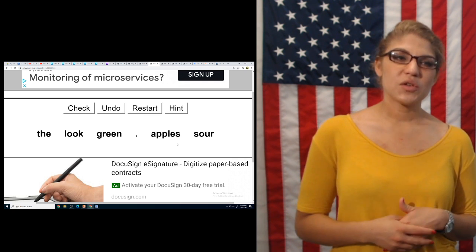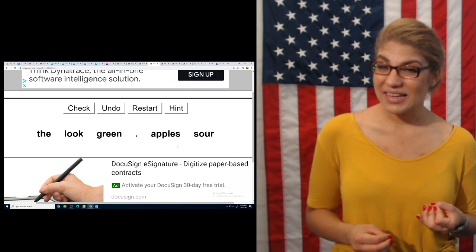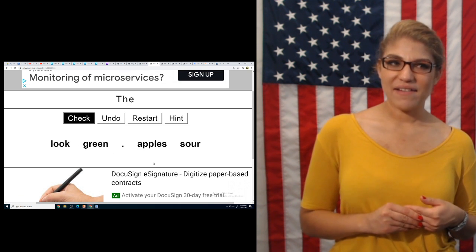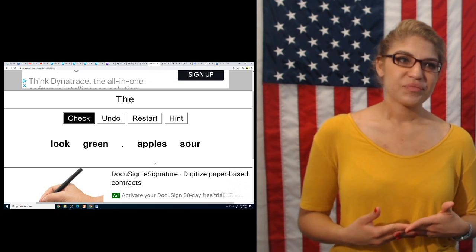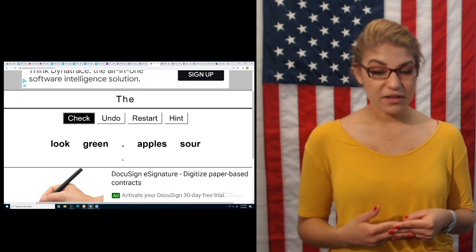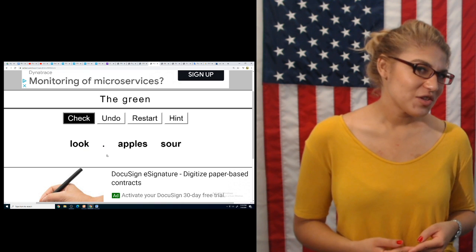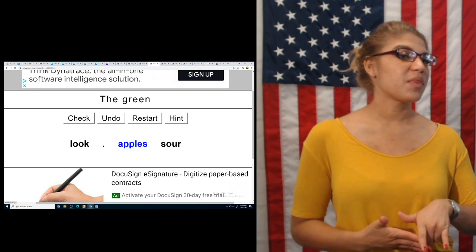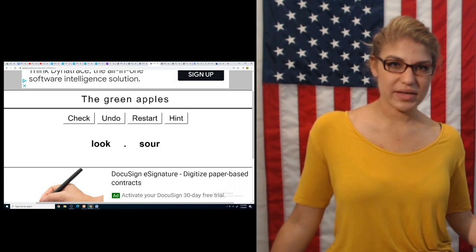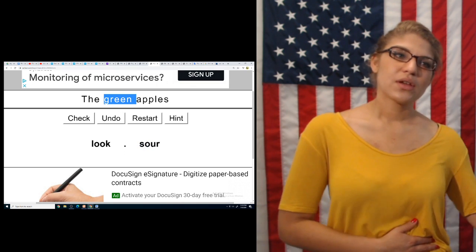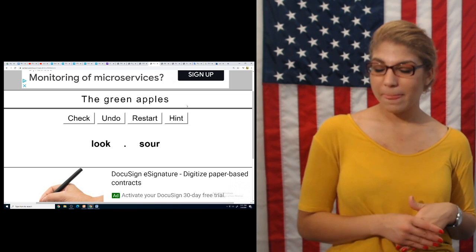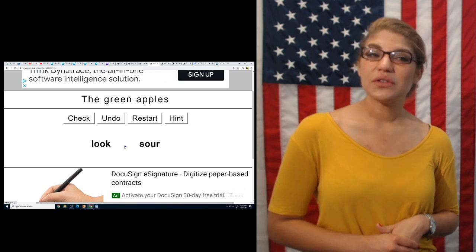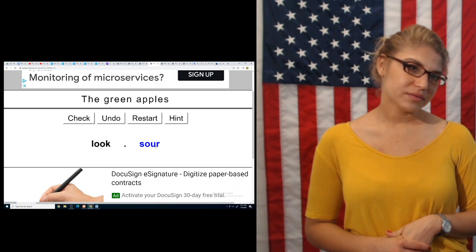So the sentence will be the. Why the? Because we will put the word the when we have a plural noun. The apples. But what color? Green. Do you notice the word green is not greens, even though it's plural, it's just green. The green apples, what? Look sour.